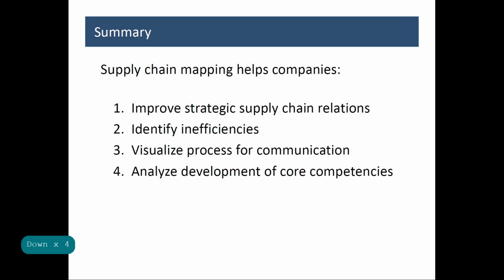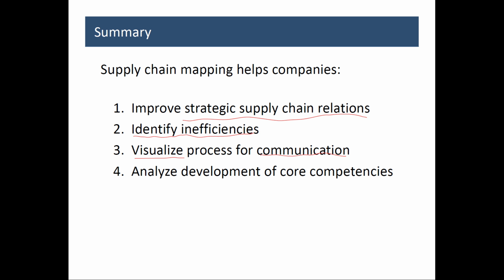So supply chain mapping helps companies not just to identify the inefficiencies that I just mentioned before, but also to improve the strategic relationships with the customers as well as with the suppliers of this certain supply chain partner. It also helps to visualize the processes of the company, and this helps also in increasing the communication quality as well as the understanding for each other's processes within the company functions.